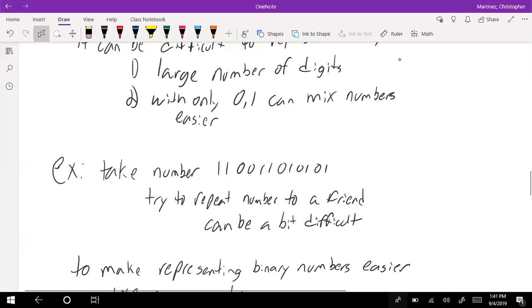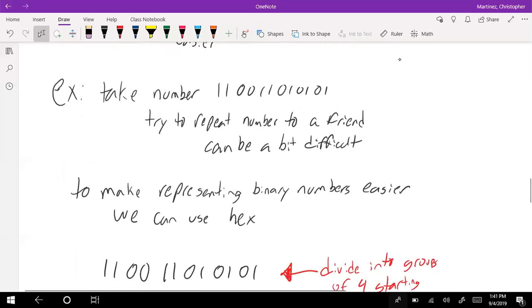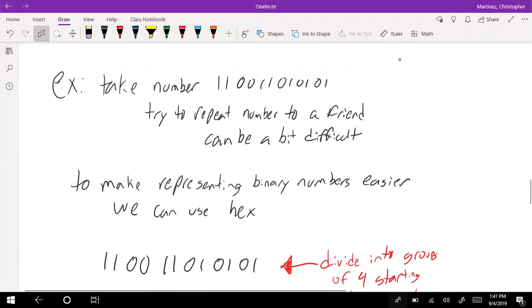It could be difficult because you get a sequence of 2 ones in a row or 3 ones, and sometimes you may flip a 0 and a 1. You could lose a digit. So to make it a little bit easier, we're going to use hexadecimal to represent a binary number. Okay, so let's take this number I said to try to repeat to our friend, and let's see if we can make it easier to get that number across.